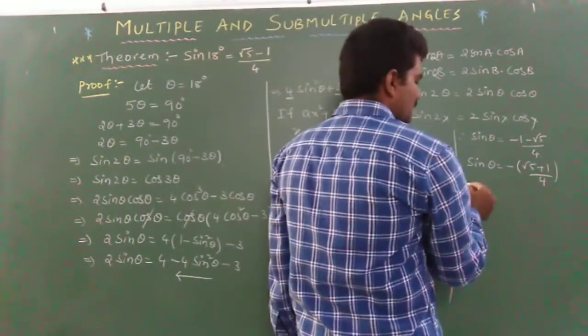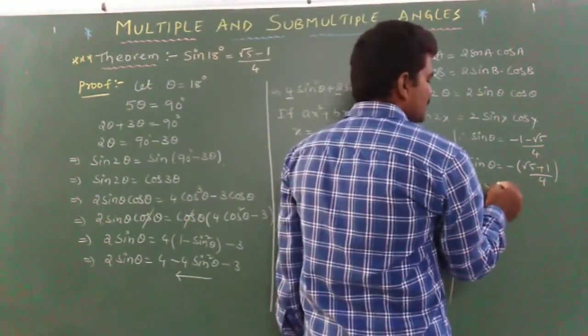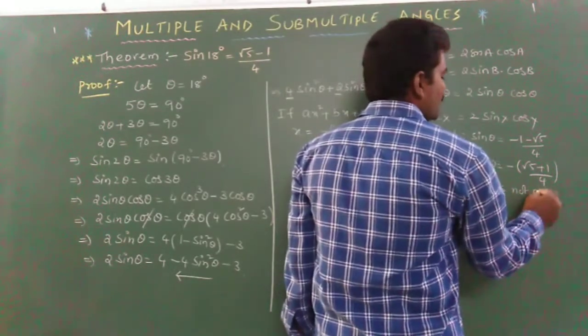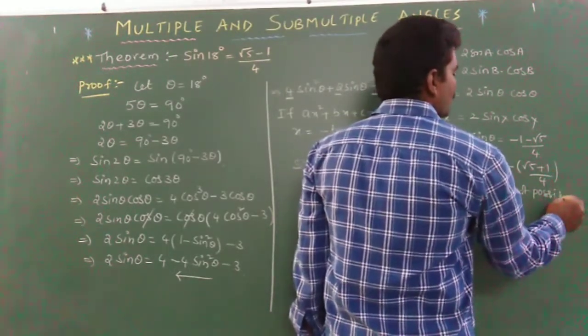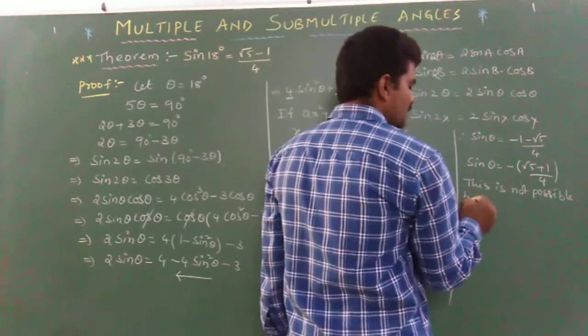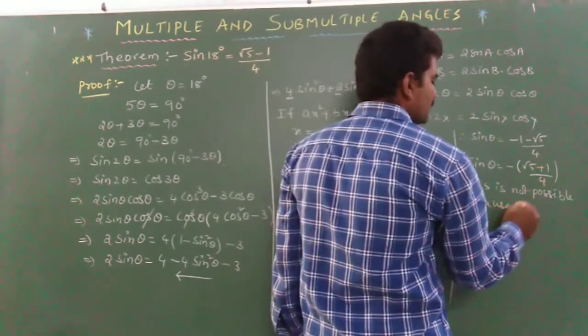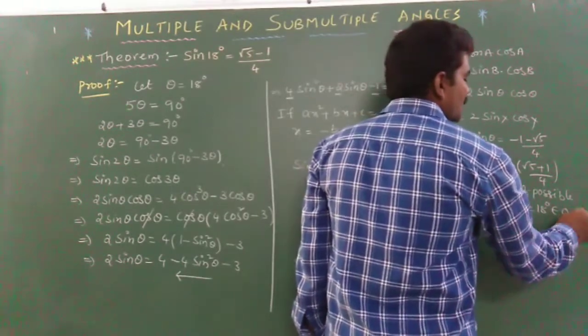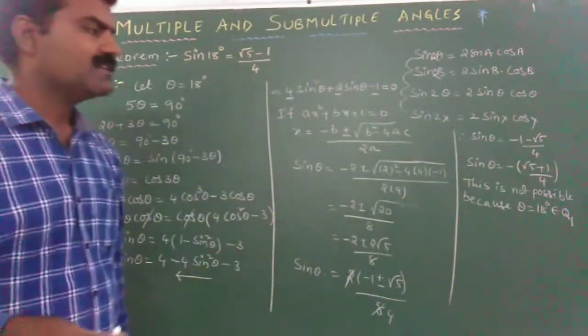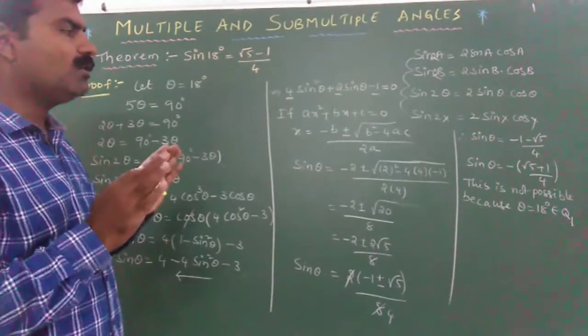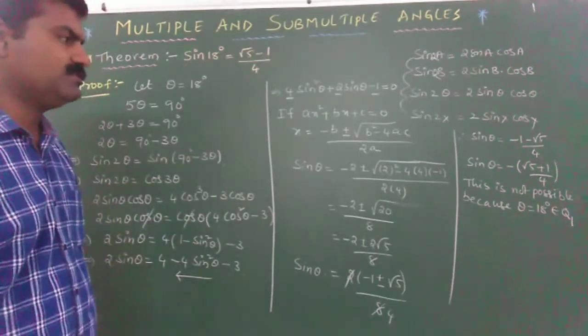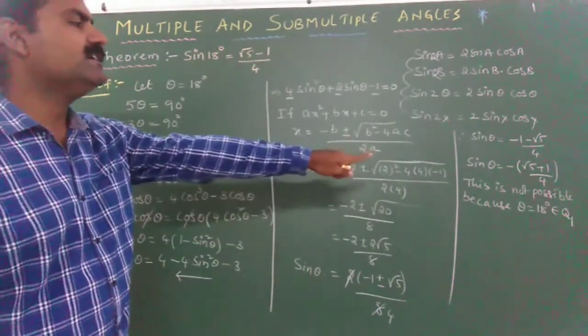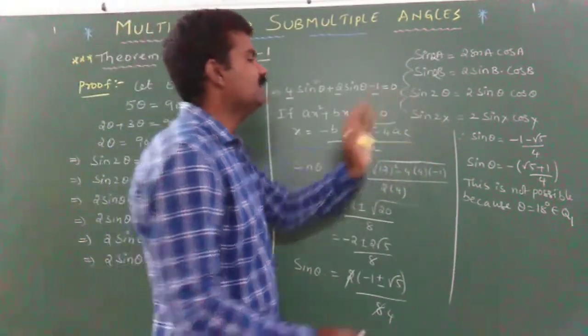So this is not possible, because theta is equals to 18 degrees, which belongs to the first quadrant. Okay, so in the first quadrant clearly all the trigonometric functions are positive, but since we got it here negative, this condition is not at all possible.